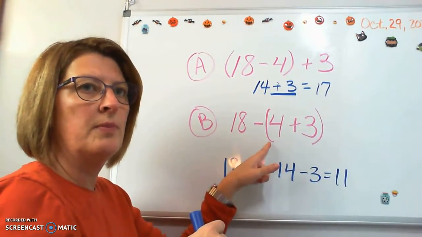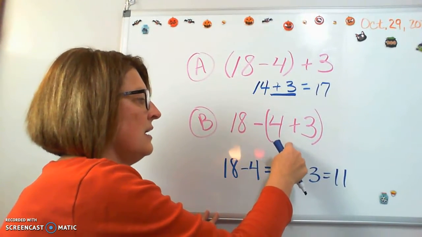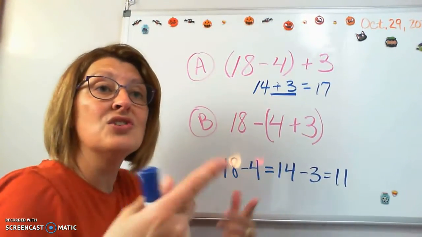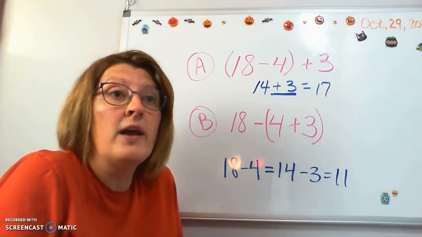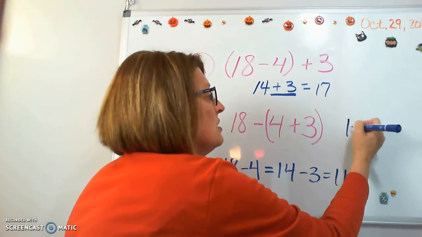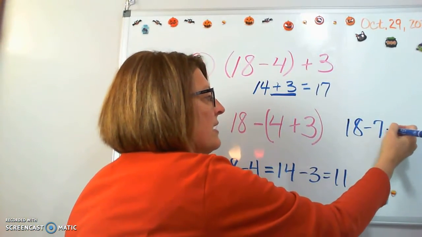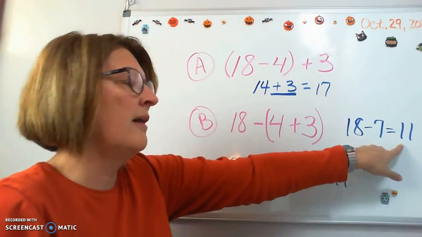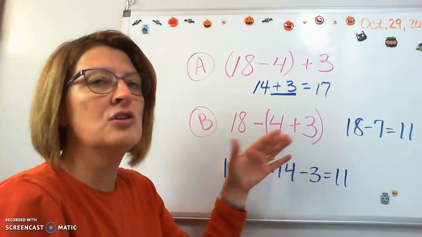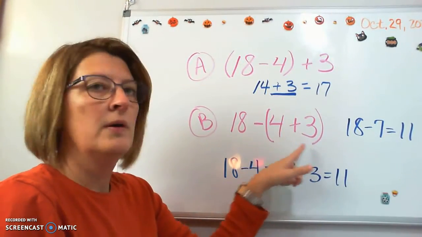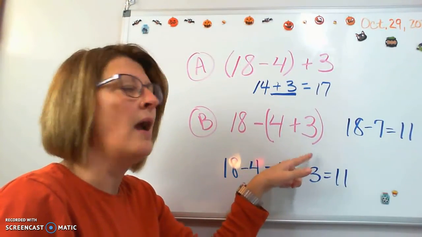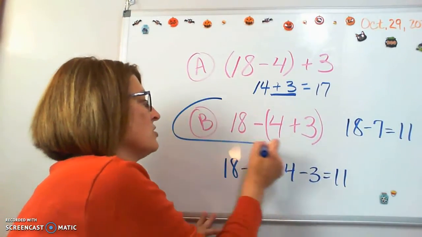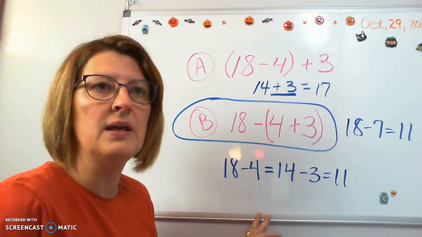Here, because of the distributive property, I'm going to do what's inside here first. So I'm going to do 4 plus 3, 4, 5, 6, 7. That's the total number of worms that she gave away, 7. So this is going to become 18 subtract 7. And if I take 18 and subtract 7, I get 11. Okay, I can add the total number up that she's giving away and then subtract it and I'll get the correct answer. So the actual correct answer would be B.